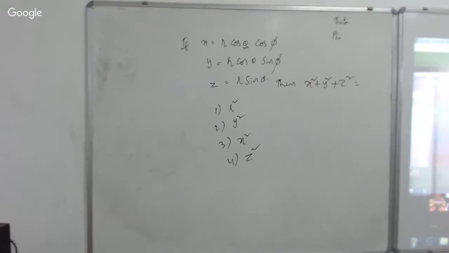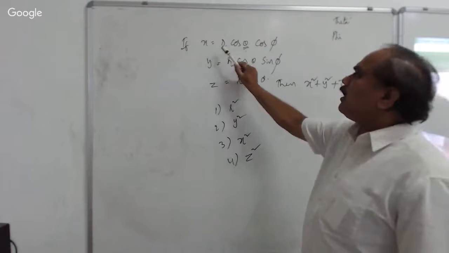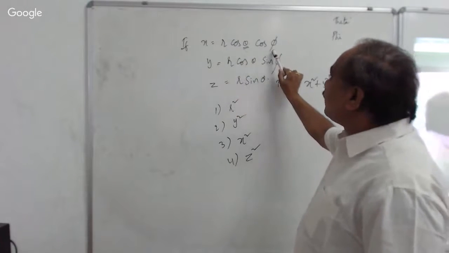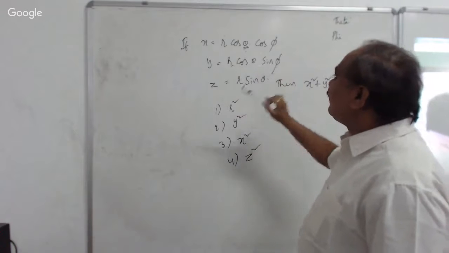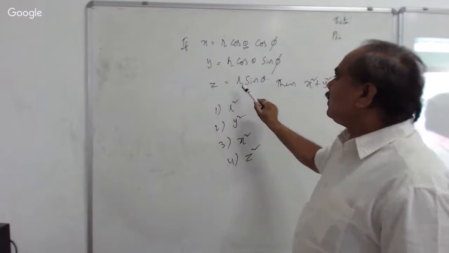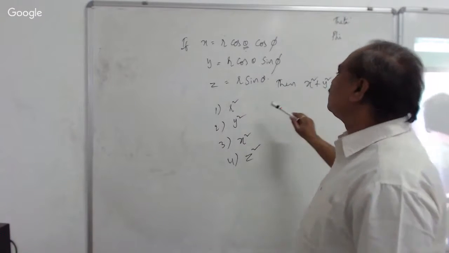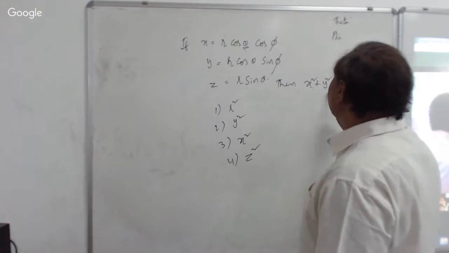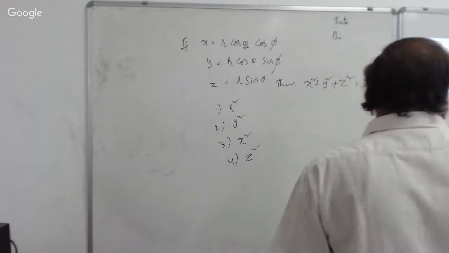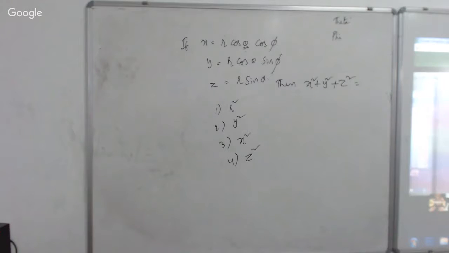Again, I am dictating the question. x equal to r cos theta cos phi, y equal to r cos theta sin phi, z equal to r sin theta. Then find the value of x square plus y square plus z square.